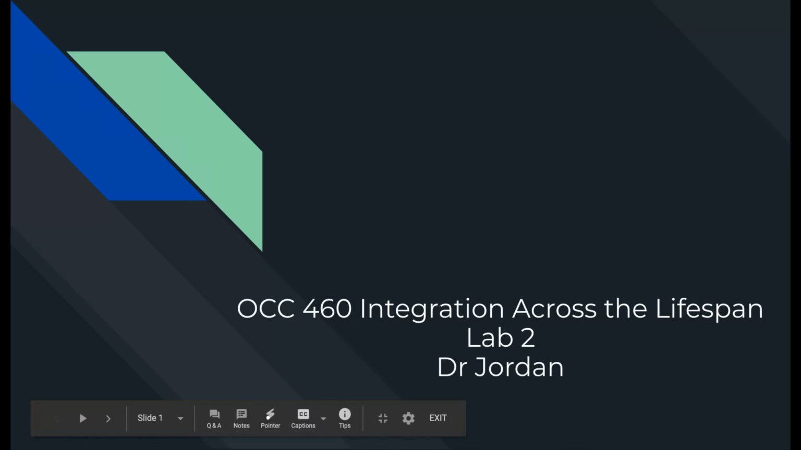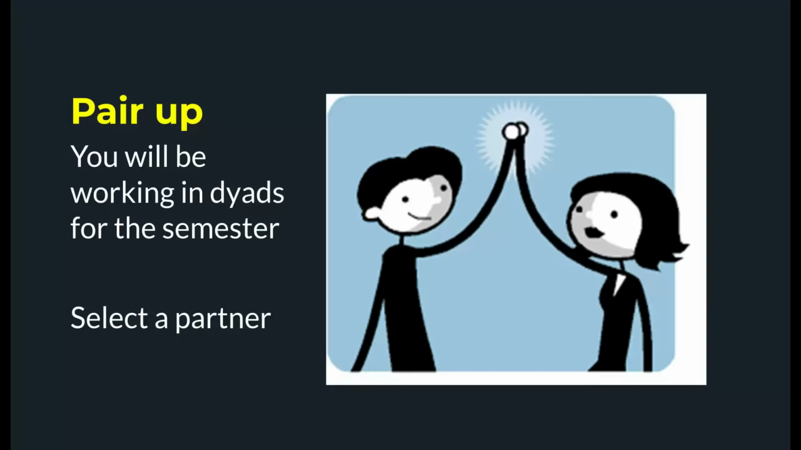It's Dr. Jordan, and today I want to do a quick Edpuzzle on Lab 2, which is going to be talking about quick screens. So what you're going to do is pair up with a partner, and you're going to be working in dyads, or two people, throughout the semester.